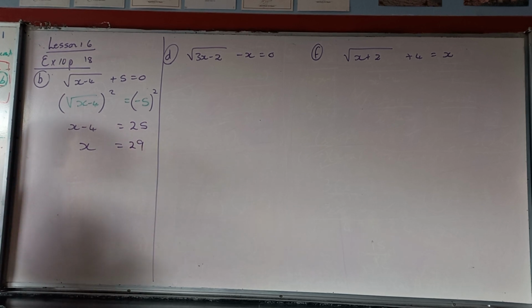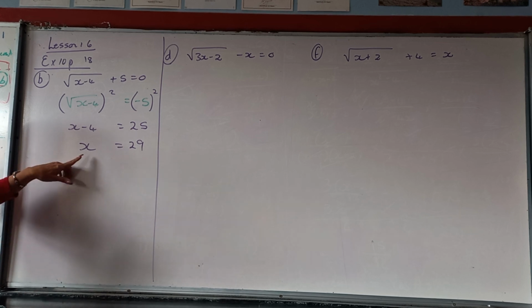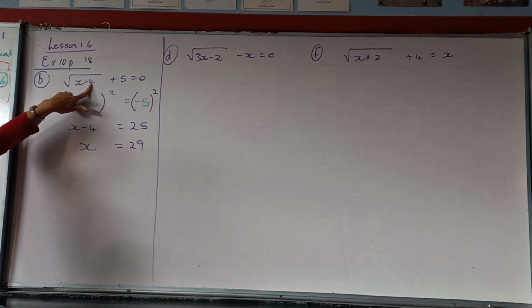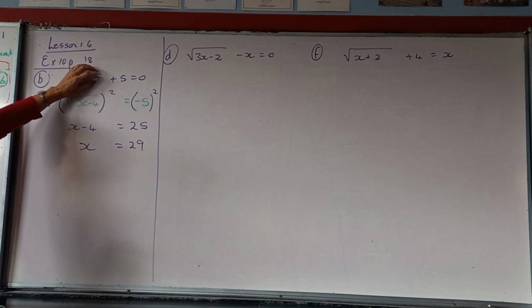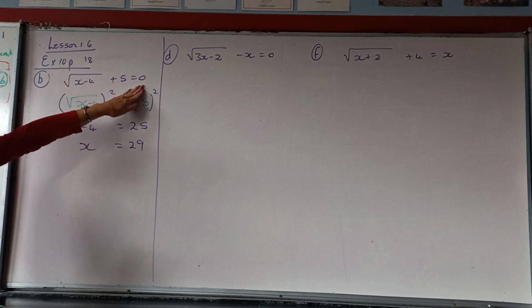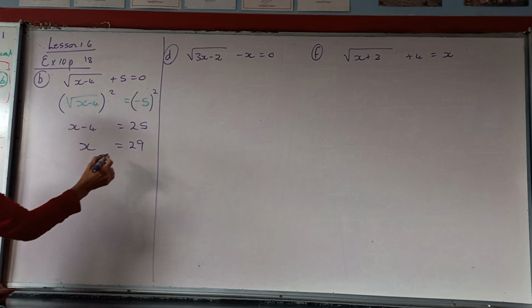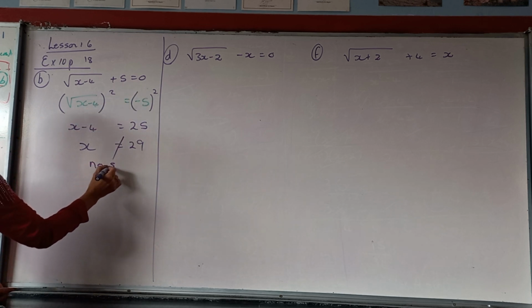And then we just not forget to test. Because if we do test, 29 minus 4 is 25, and the square root of 25 is 5. And 5 plus 5 is not 0. So there is no solution.